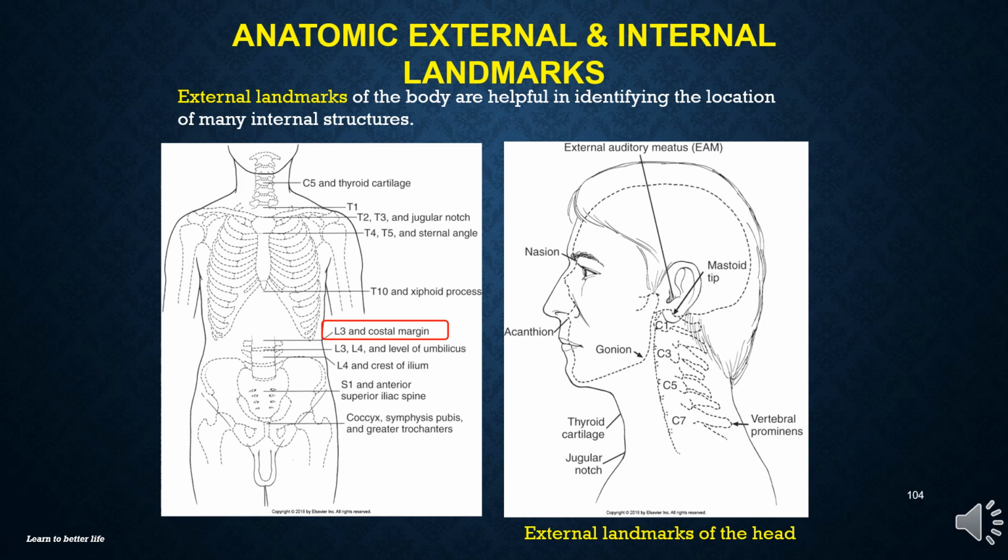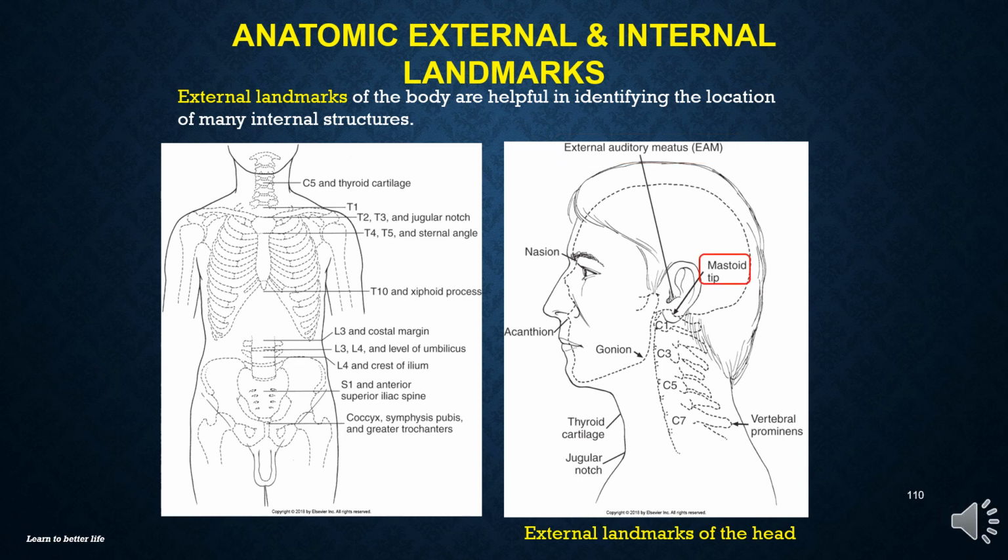Costal margin is at L3. The umbilicus level is around L3 and L4. Crest of the ilium is around L4. The anterior superior iliac spine is at S1. Symphysis pubis and greater trochanters are at the same level as the coccyx. The external auditory meatus, EAM, is at the ear.